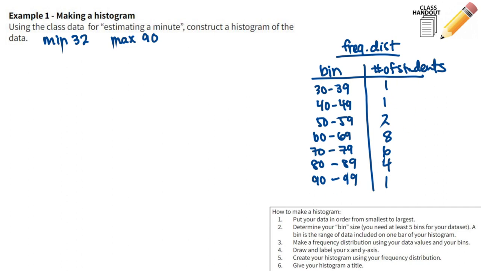Okay, so we've done steps 1 and 2 and 3. So now we're going to draw and label our X and Y axis. So our y-axis is going to be the frequency or the number of students. And as we can see from our data, the highest that goes is 8. So that's how high this needs to go. So 1, 2, 3, 4, 5, 6, 7, 8.